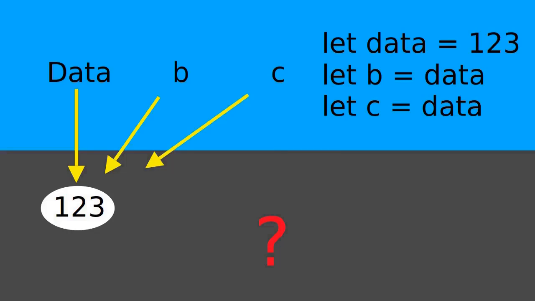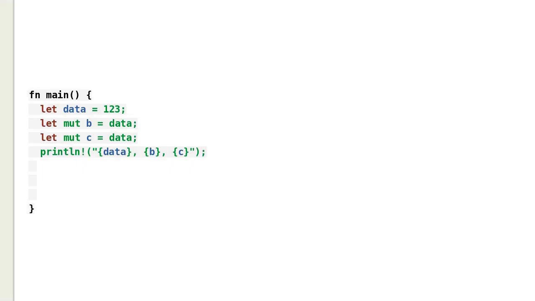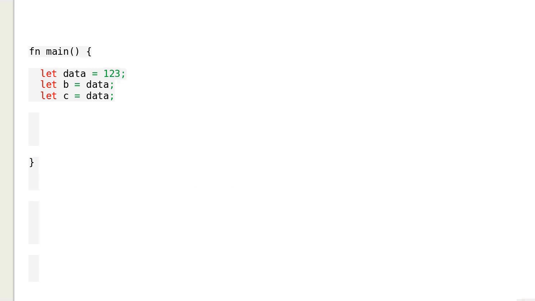Are B and C pointing to the same value? Or is the value copied so that B and C are bound to new values? Let's make variables B and C mutable. Then assign new values to B and C. If we compile and run the code, data, B, and C have different values, suggesting that the values are independent of each other. In this example, the value owned by the variable, data, is copied and bound to variables B and C.